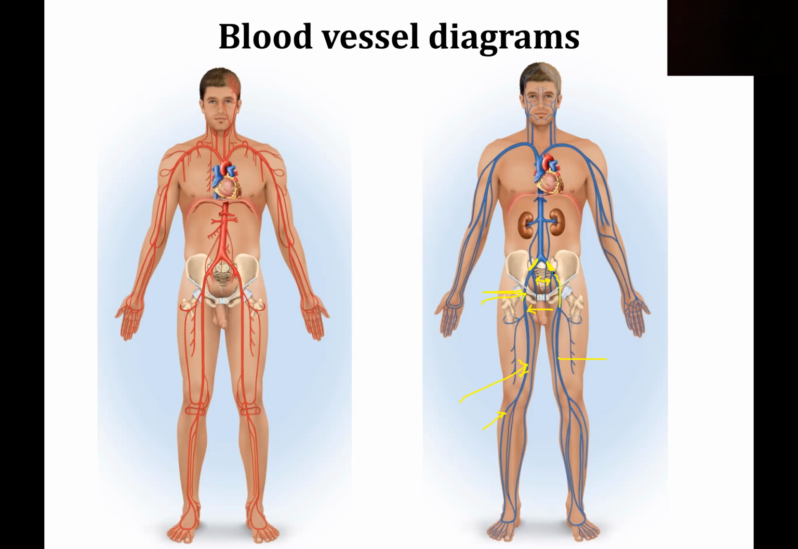The common iliac veins are going to converge to form the inferior vena cava, which is going to go up through the abdominal cavity, passing through the diaphragm and going into the thoracic cavity and dumping into the right atrium. Okay.